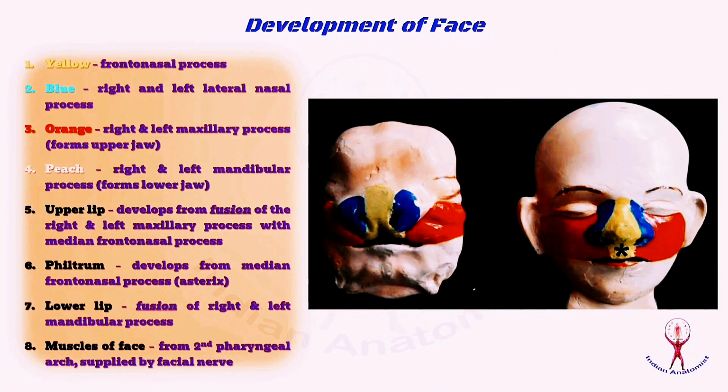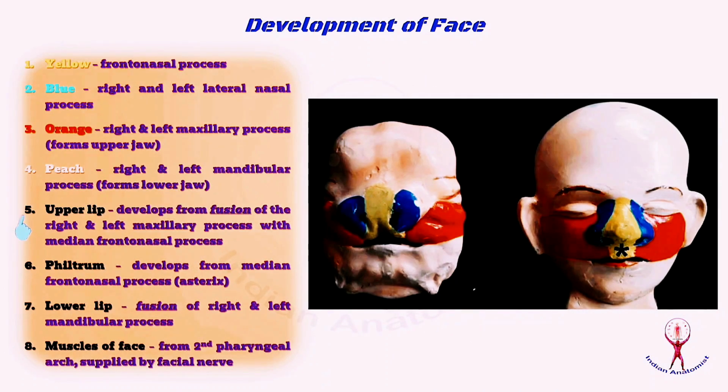Final formation of face development model. The yellow color indicates the frontonasal process. Blue color indicates the right and left lateral nasal process. The orange color indicates the right and left maxillary process, which forms the upper jaw. The peach color indicates the right and left mandibular process, which forms the lower jaw.